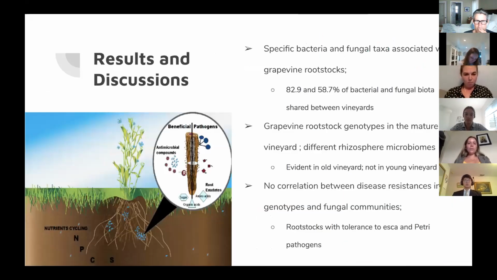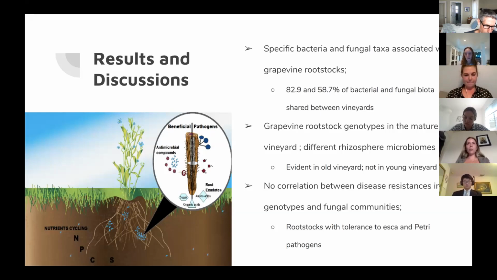And so then within the results and discussions of this article, they found that there was specific bacteria and fungus associated with the different genotypes of the grapevine rootstocks. They found that 82.9% of bacteria and 58.7% of fungus biota was shared between the vineyards. So they found that there was not much differentiation between bacteria. However, there was quite a lot of differentiation in the fungus that they saw within the vineyards.